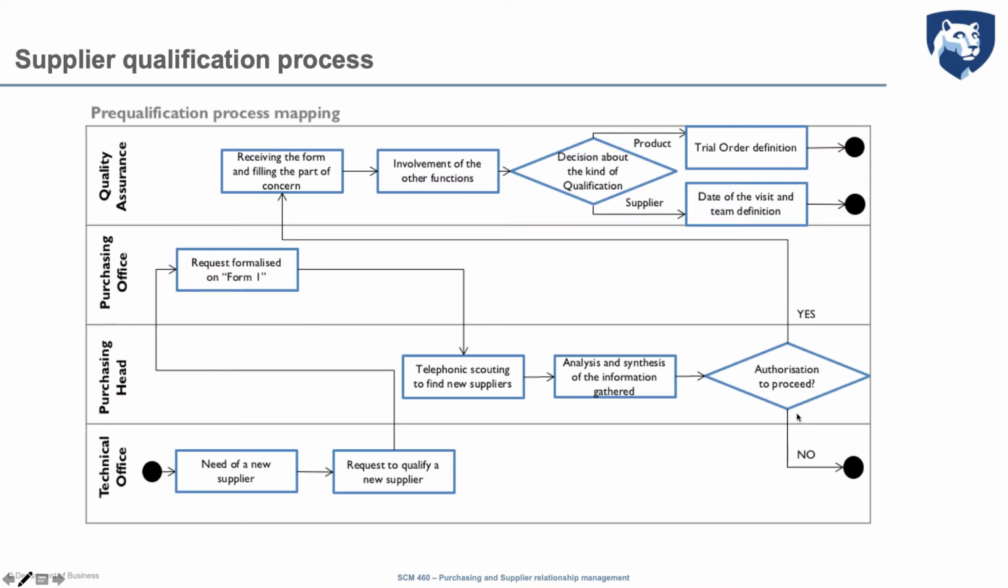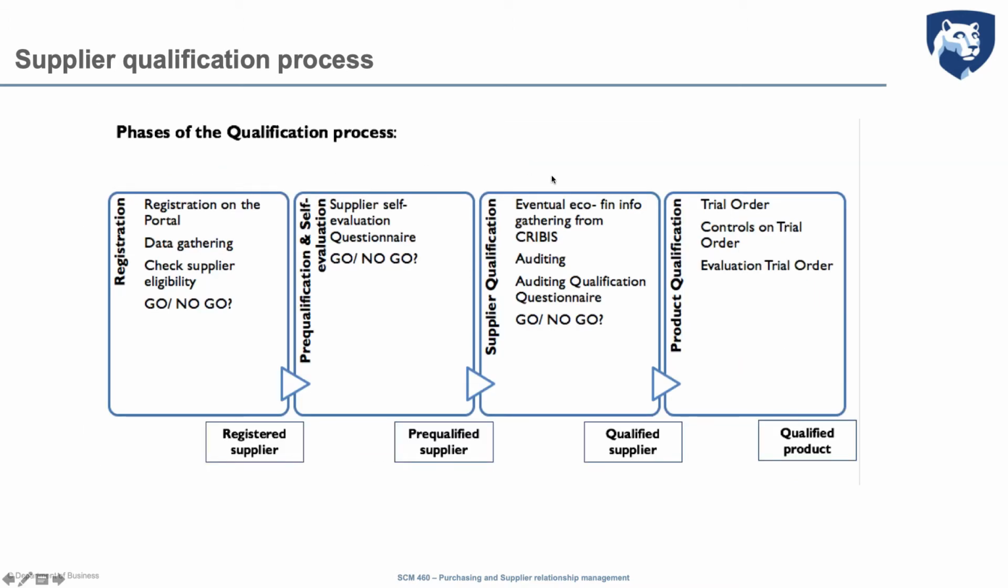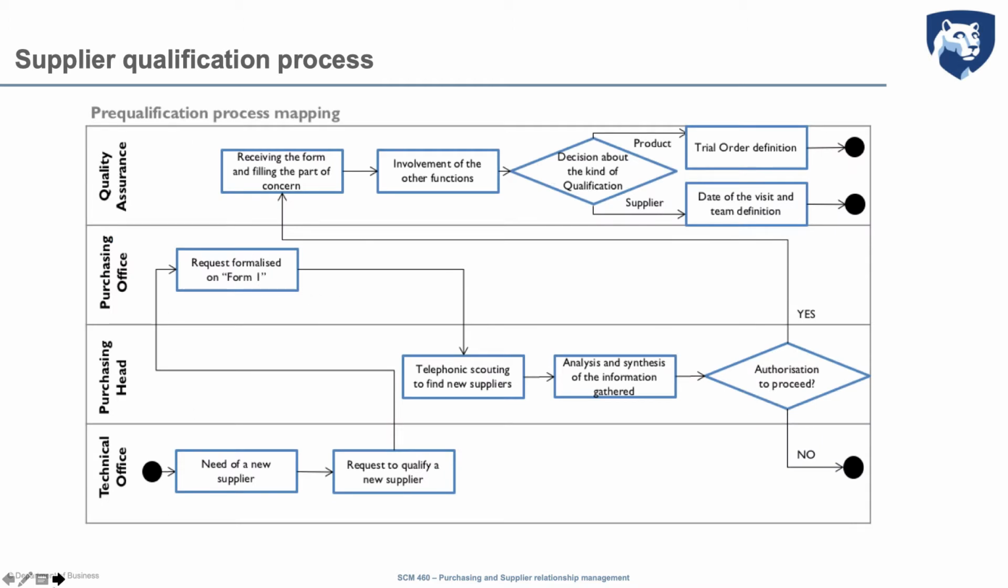Usually, again, this process can be developed in these phases, but usually you can represent this process through a flow chart. Also, here you see an example, just to highlight, this is an example taken from a real case, an example of a pre-qualification process mapping, just to make you aware of the people that are involved in the process. So the technical office in this case raises the need for a new supplier and requests the qualification of a new supplier. So this request is sent to the purchasing office, in particular to the buyer.